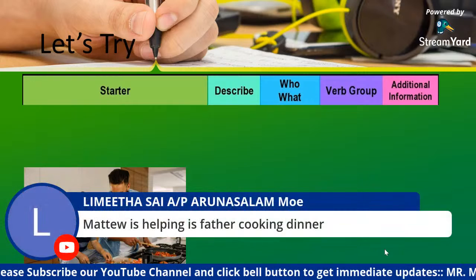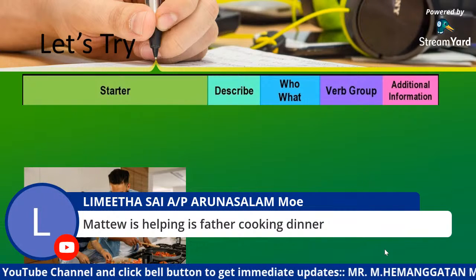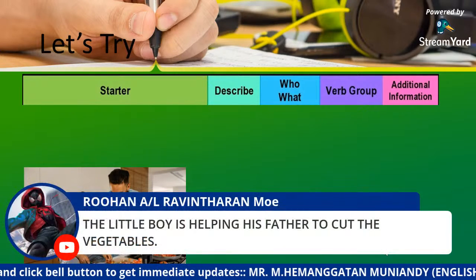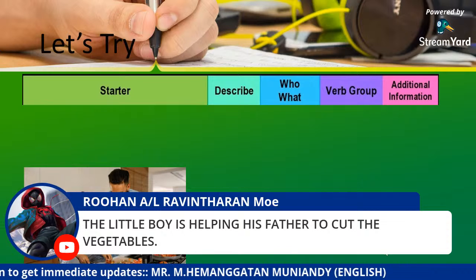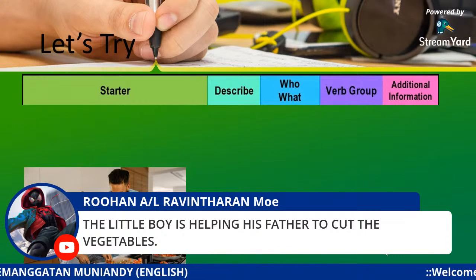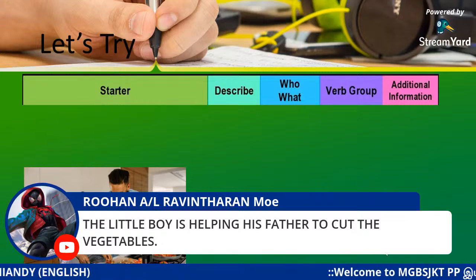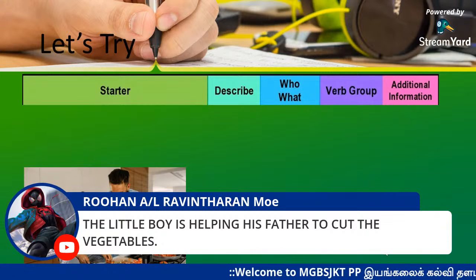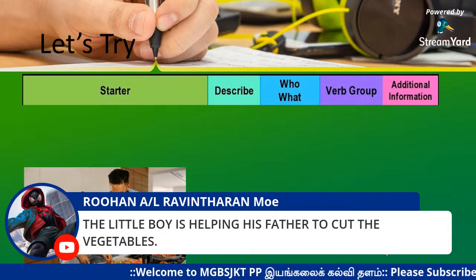I helped my father to cook the lunch, by Yenba. We don't say the lunch, Yenba. Lunch, just lunch. Limita, Matthew is helping his father. Ruhan, the little boy is helping his father to cut the vegetables. Sounds good.